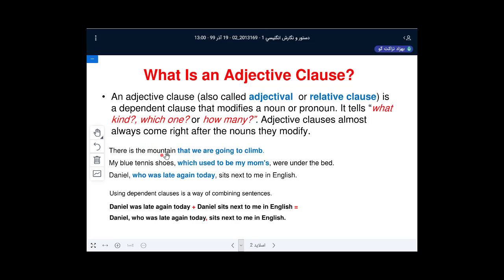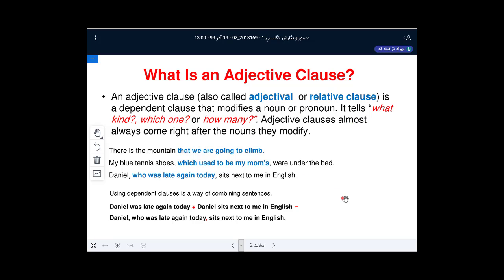So here we have the subject. There is a noun marker, and the mountain is the subject. It's a noun. If we want to describe this mountain and tell about this noun, we need a dependent clause. So this dependent clause is called adjectival. There is the mountain that we are going to climb. So it tells which one or what kind.